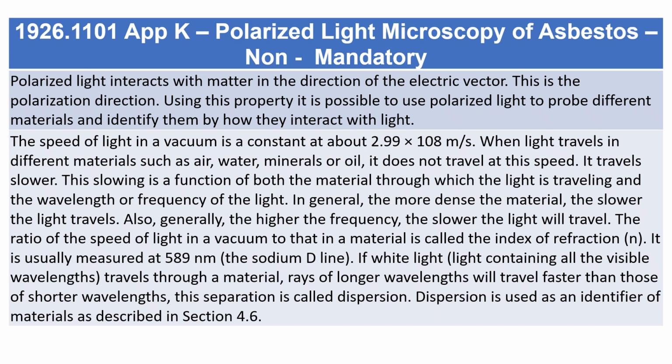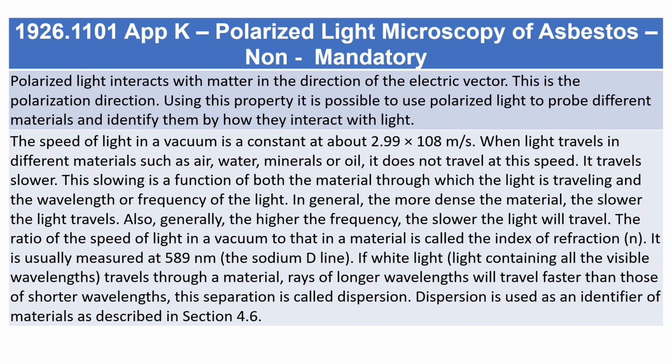The speed of light in a vacuum is a constant at about 2.99 × 10^8 meters per second. When light travels in different materials such as air, water, minerals or oil, it does not travel at this speed. It travels slower. This slowing is a function of both the material through which the light is traveling and the wavelength or frequency of the light. In general, the more dense the material, the slower the light travels. Also, generally, the higher the frequency, the slower the light will travel.